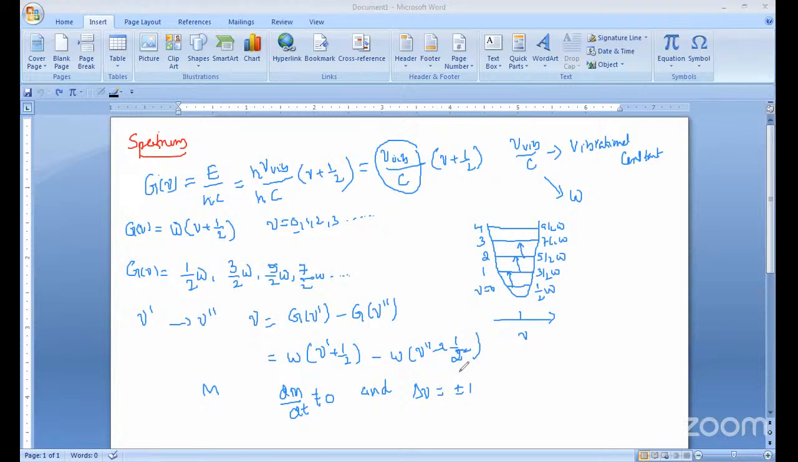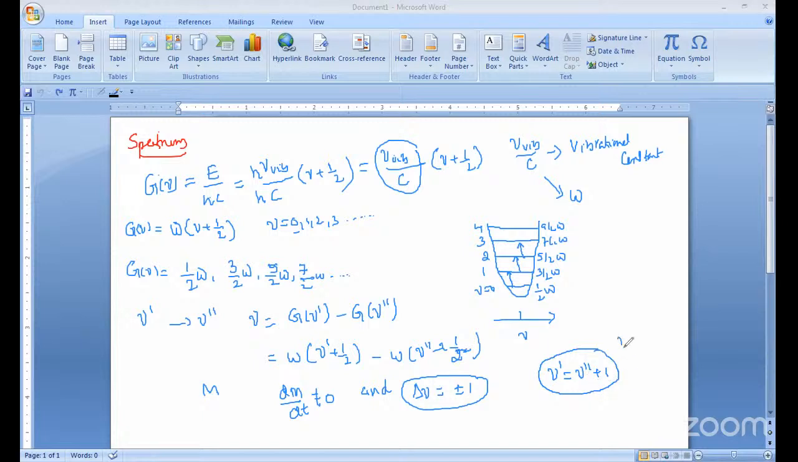The selection rule is given by what? Delta v is equal to plus or minus 1. So it may be plus 1 or minus 1. Here, we said that v' is the upper level and v'' is the lower level. So we can write v' is equal to v'' plus 1. Why? Because the selection rule says the change should be plus 1 or minus 1.